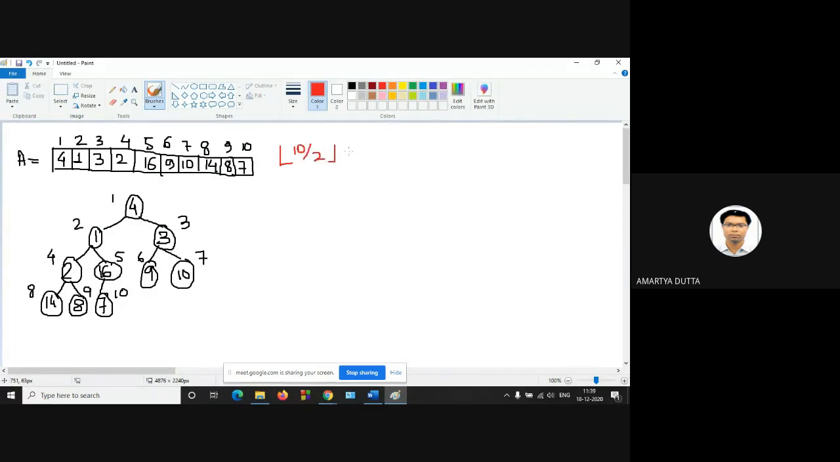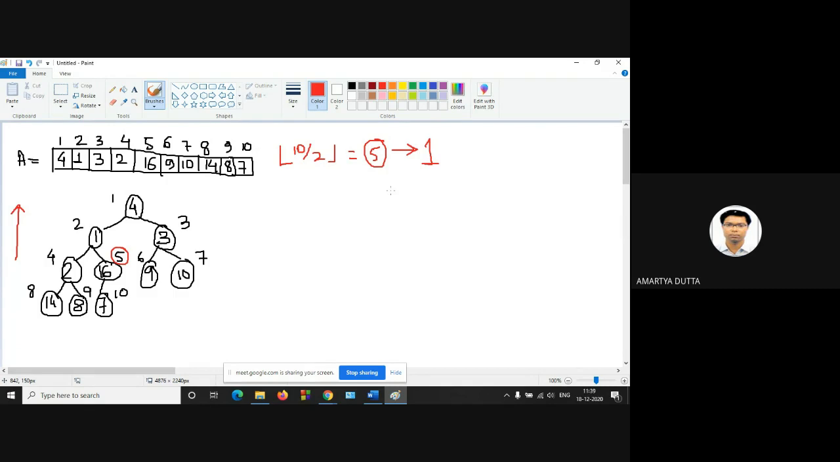So it is a decrementing loop, starting from index number 5. Index number 5 means from this one, and down to 1, which means you have to go upward, from 5 to 1. Every time you have to call the max heapify function.